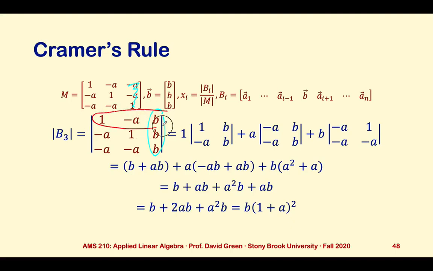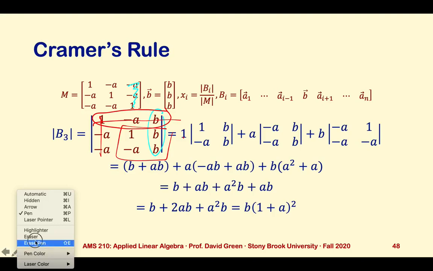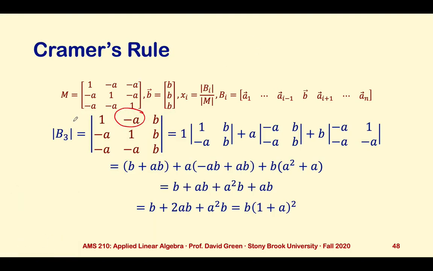With our expansion along the first row, 1 times the determinant that we get deleting these 2 rows, which is this matrix here, plus a, moving over and changing the sign, multiplied by the determinant of negative a, b, b, plus b, giving it multiplied by the determinant of the matrix negative a, 1, a.